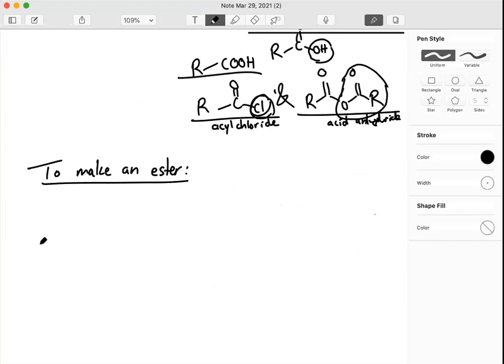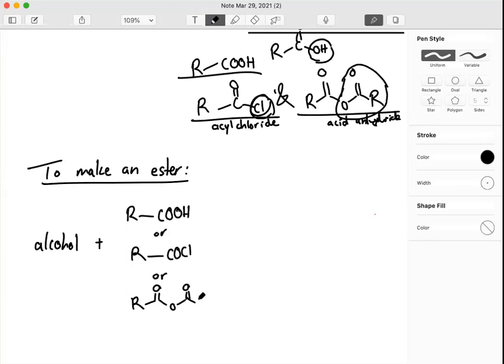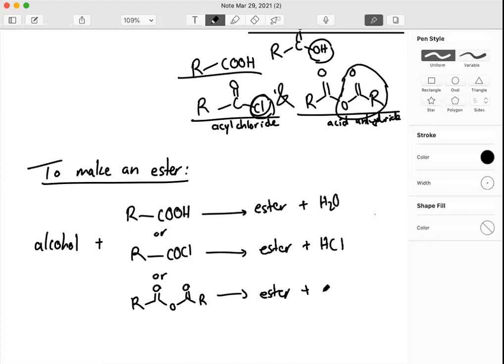انا ممكن اعمل ايه؟ انا بحط الكحول plus either acid or acid chloride or acid anhydride. ده تلخيص الكلام يعني. وفي الحالة اللي فوق ده هيديني كل واحدة منهم هتديني الاستر عادي خالص، استر استر استر. بس في اللي فوق ده هيبقى بلس واتر، وده هيبقى بلس HCl، وده هيبقى بلس ايه؟ carboxylic acid. Excellent.